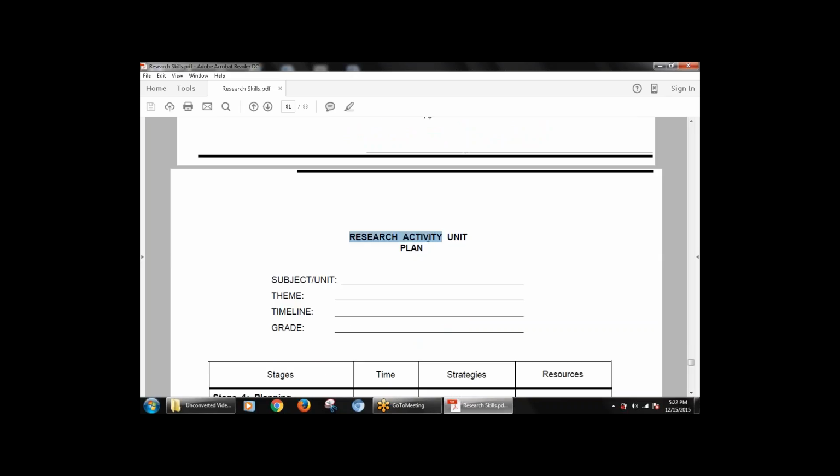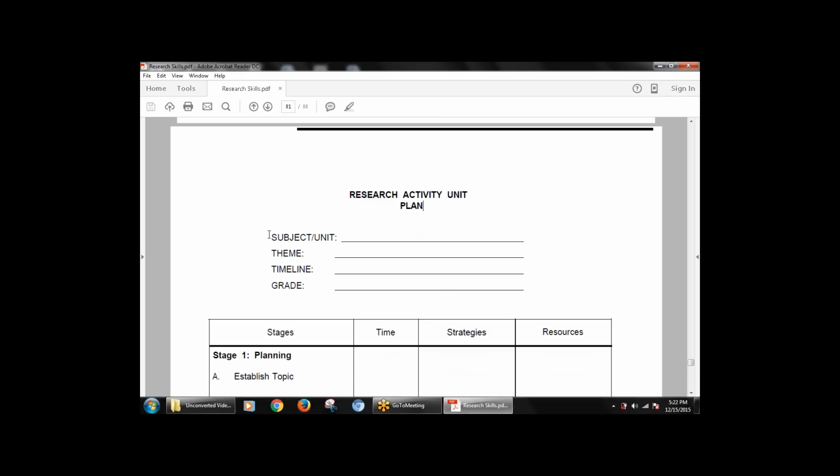The next is the research activity unit plan. This is a subject unit. What is the name of the subject? Then theme, that is the theme of the unit. Then timeline, that is the timeline of the unit. Then grade, that is the grade of the unit. So one is the subject, then theme, then timeline, then grade.